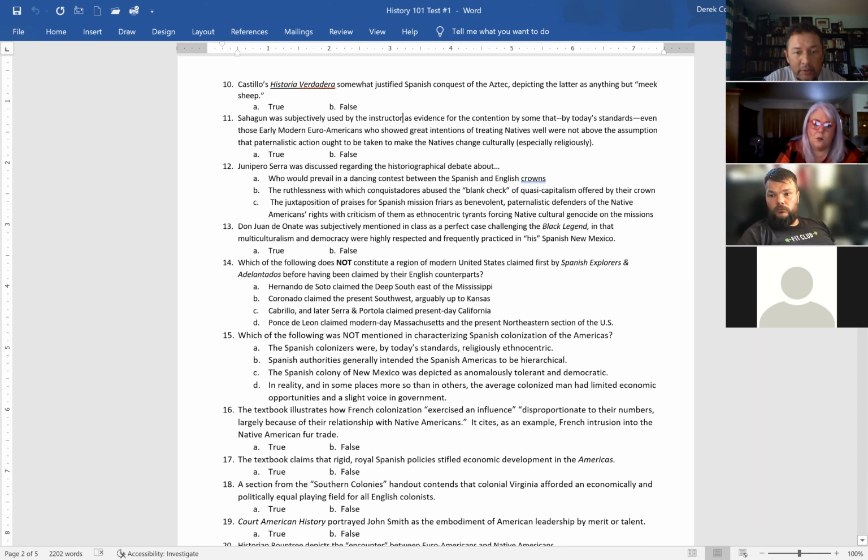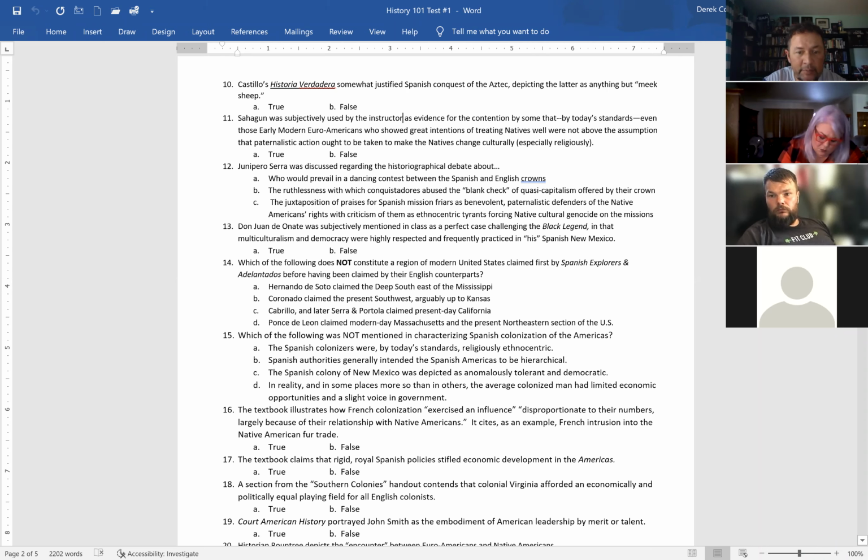Number 16, the textbook illustrates how French colonization exercised an influence disproportionate to their numbers, largely because of their relationship with Native Americans. It cites as an example French intrusion into the Native American fur trade. And if you have your textbook yet, again, I won't do this for tests 2 and 3. All textbook questions I leave up to you, but on test 1, I will, in case you haven't received your book yet. That is true. Brinkley does make that point about the French and their colonization being disproportionately powerful for a period of time in the 16 and early 1700s.